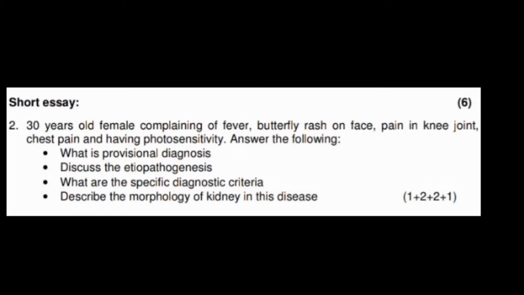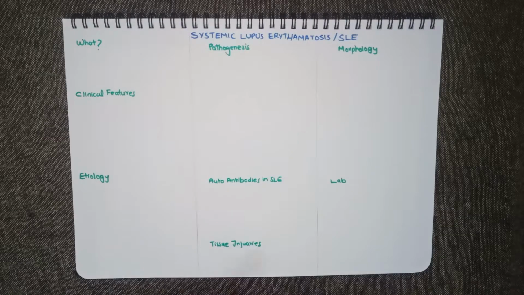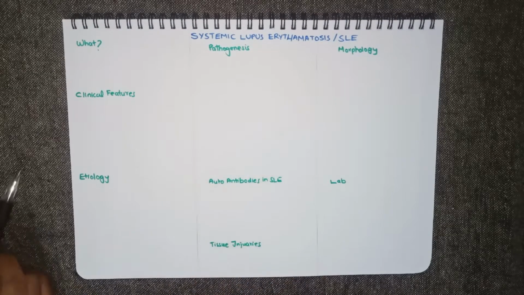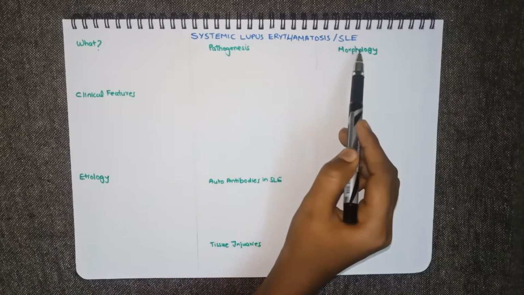So this was a short essay in Pathology 2017 supplementary exam. The answer is systemic lupus erythematosus. SLE is very important and it is repeatedly asked in both university and sessional exams. Now let us review systemic lupus erythematosus or SLE.